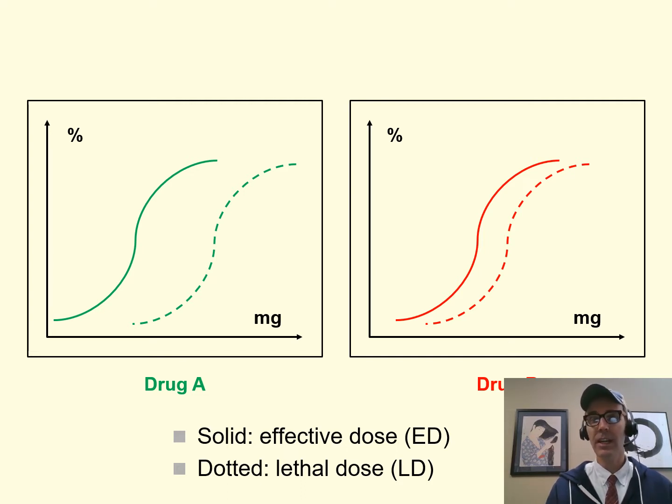Anyway, which drug is safer? Which has the wider margin of safety? Hopefully you can see that it's drug A. There's a bigger distance between the effective dosing and lethal dosing curves for drug A, a wider distance, relatively bigger than there is for drug B. You could use drug B, but at any given dose of drug B, a greater percentage of folks are going to be dying, we would expect, than would be the case if we were dosing with drug A.